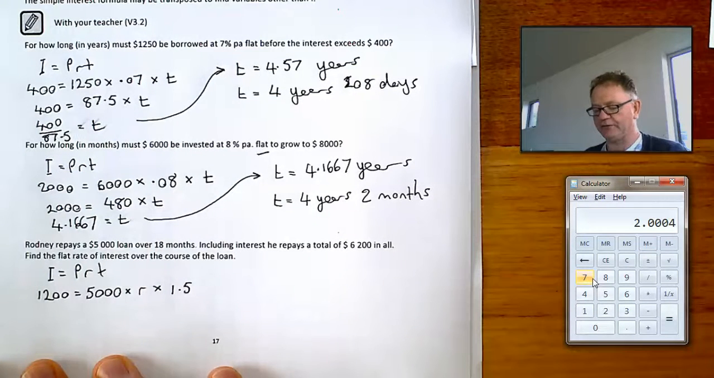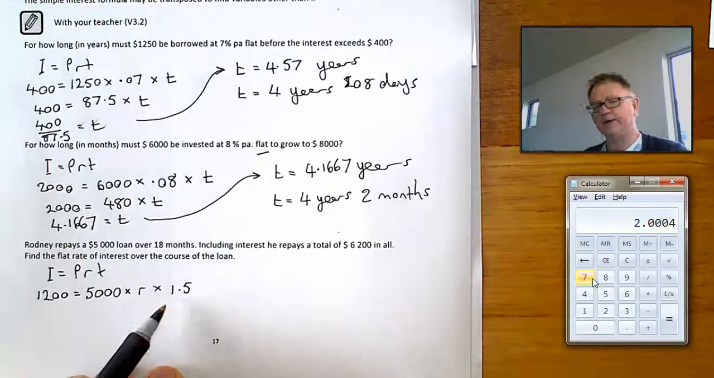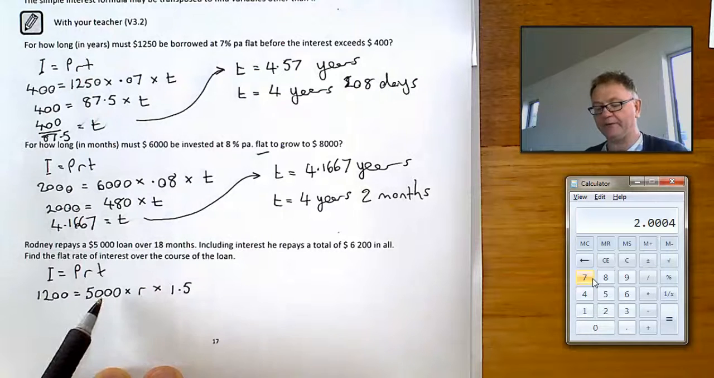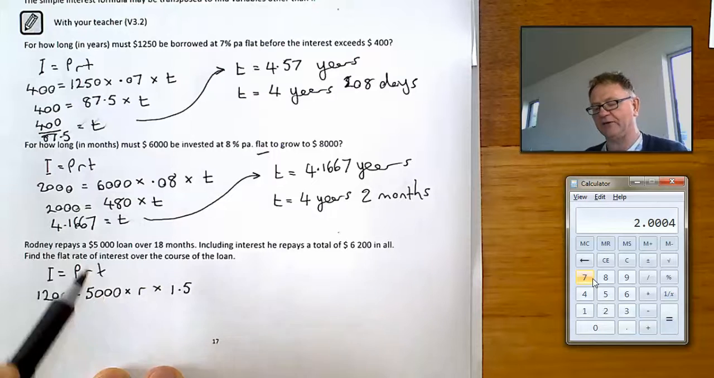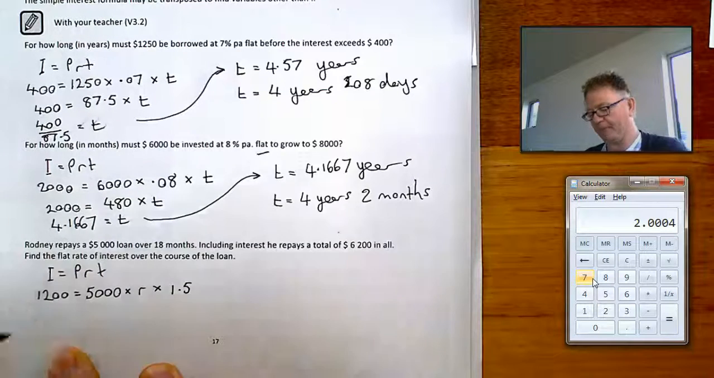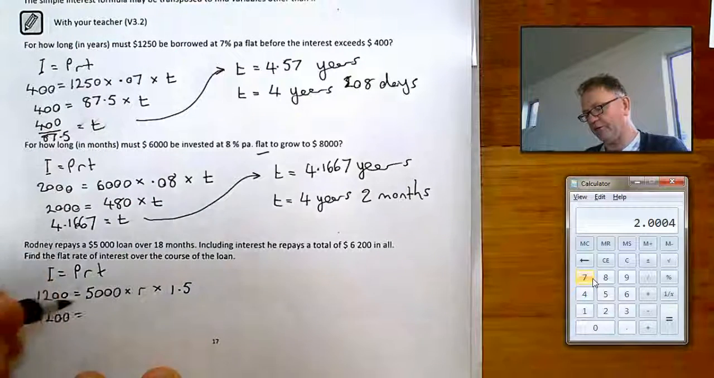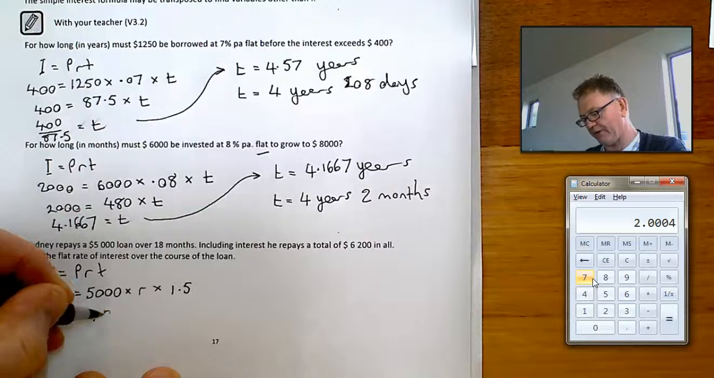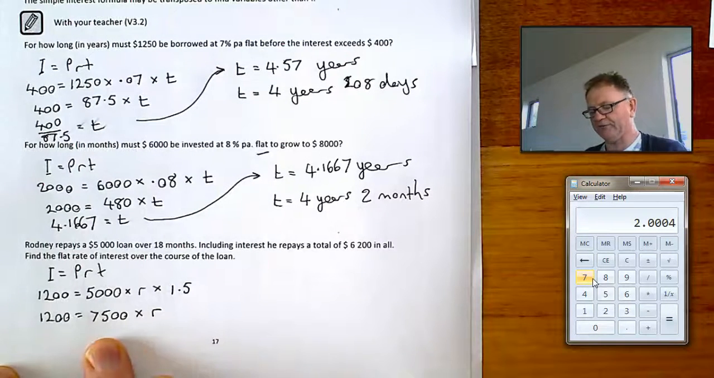Now, if we want to shuffle this round to make R the subject, I think I would start by combining these two. It makes no difference what order you multiply numbers in. This times this times this is the same thing as this times this times this. So I can combine those two just as easily as in the previous example. 5,000 times 1.5 equals 7,500. Now to get R by itself, I need to divide both sides by 7,500.